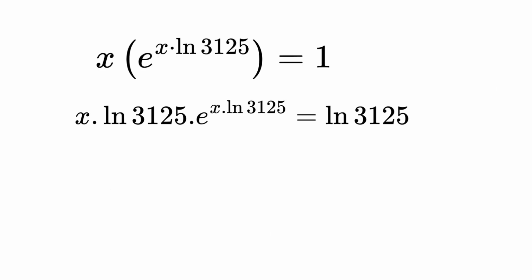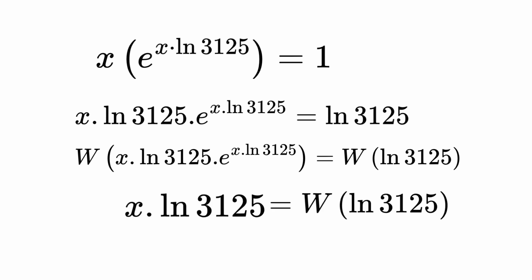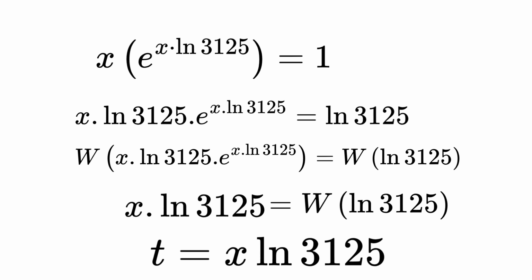Multiply both sides by ln 3125. Now apply the Lambert W function. W(x ln 3125 * e^(x ln 3125)) = W(ln 3125). This is in the form W(t e^t), so we get the answer t only. So we have x ln 3125 = W(ln 3125). Take t = x ln 3125.